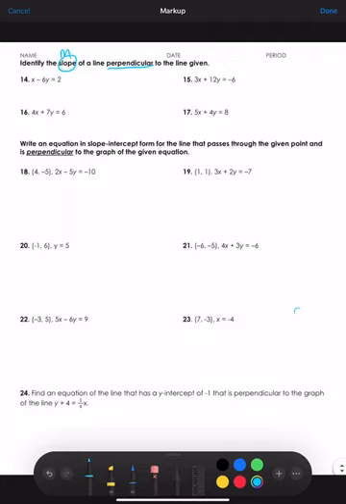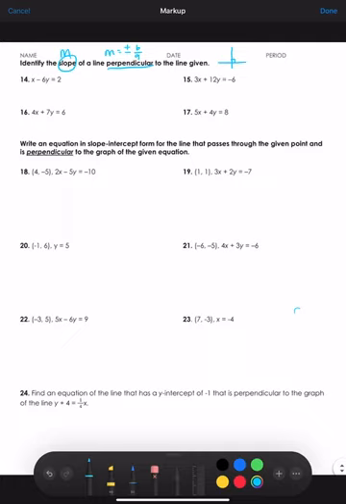Remember, perpendicular lines look like this. They intersect at a 90-degree angle, so obviously they don't have the same slope. Their steepness is not the same. So perpendicular slopes means you're going to change the sign and you're going to flip the fraction. It's called the opposite reciprocal. This is just a warm-up, these first four, just having us identify the slope of a perpendicular line.